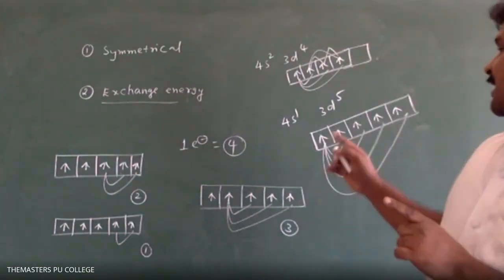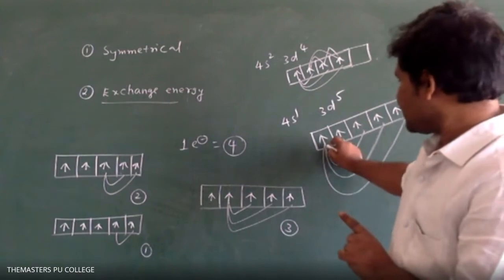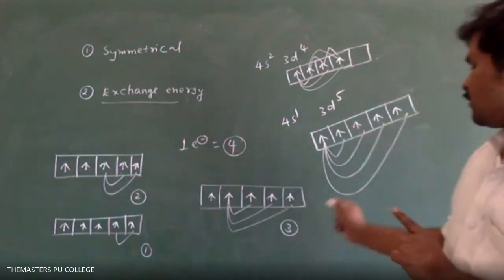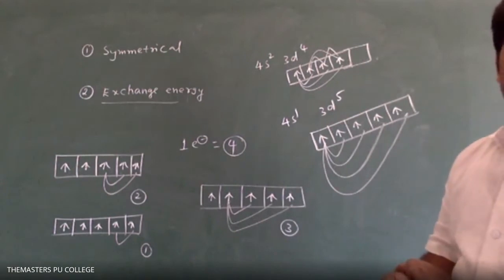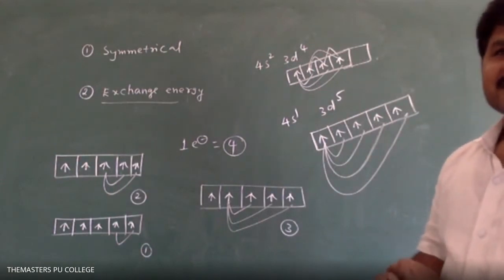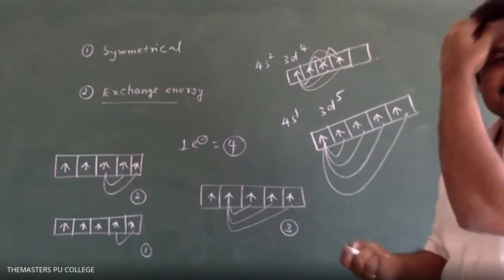Changing of one electron with another electron is called exchange. So these are the exchanges with the first electron, exchanges with the second, third, and fourth. Total 10 exchanges are possible. Greater the exchanges, greater is the stability. Lesser the exchanges, lesser is the stability. Here, which has the highest exchanges?